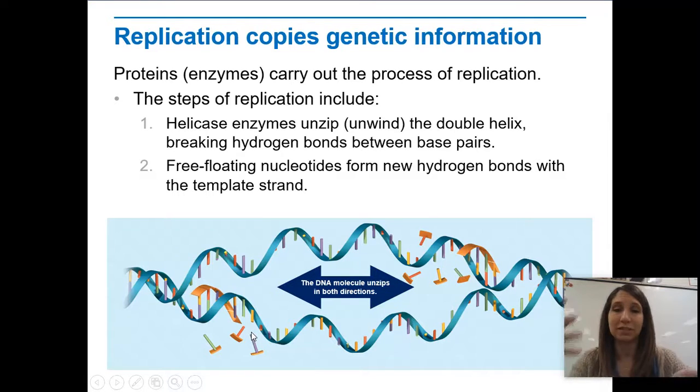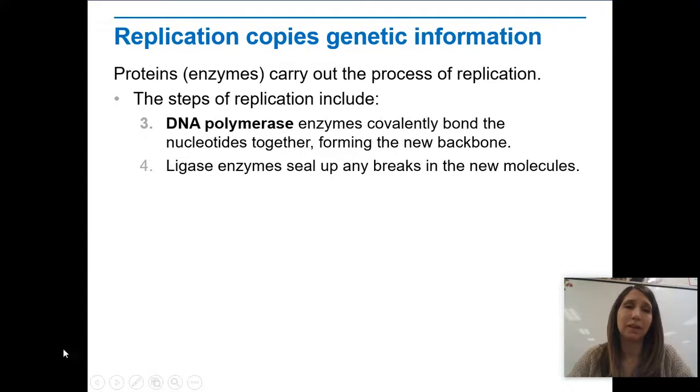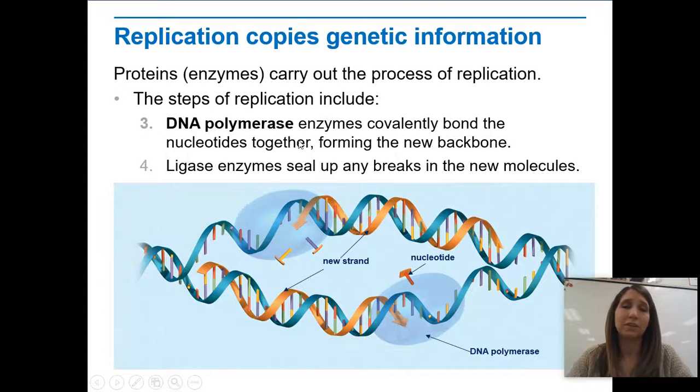So A will pair with T and G will pair with C, just like we saw according to Chargaff's rules and Watson and Crick's structure. And that will continue to happen. So they hydrogen bond and interact with those matching base pairs. And then we'll have another enzyme that comes along called DNA polymerase. And DNA polymerase's job is to help kind of form the actual new strand. And so this molecule doesn't need any help in forming hydrogen bonds. Those are just attractive forces anyway.